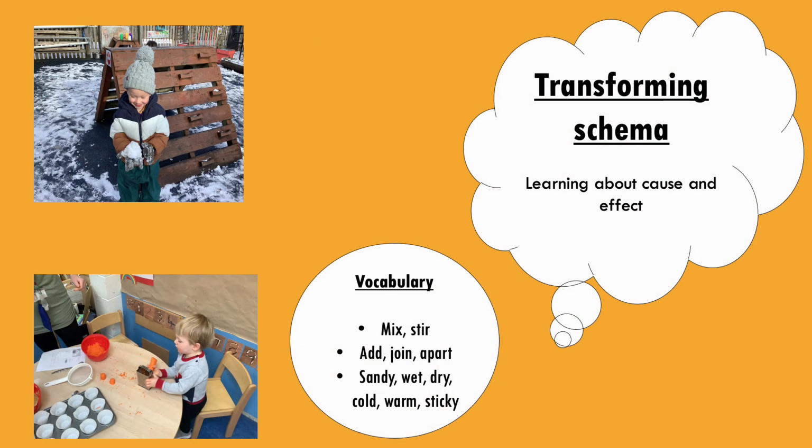The transforming schema is when a child has an interest in things or themselves changing appearance. So they will have an interest in creating new things through the exploration of what happens when substances are changed. So allowing children to mix the different colours of paint together is supporting this schema.